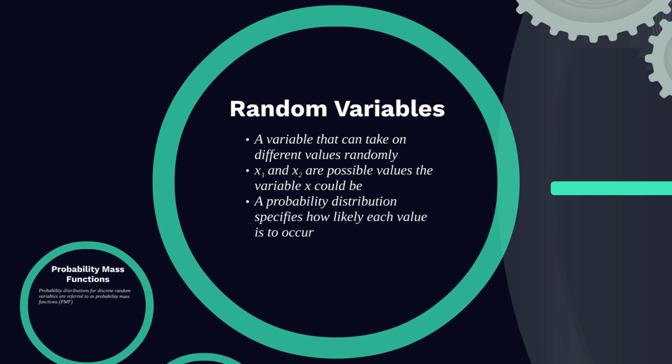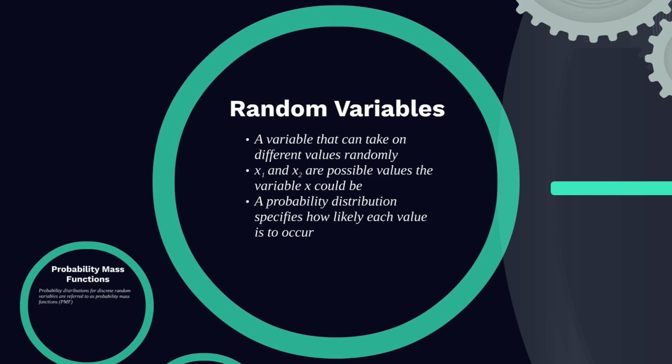Alright, so to start we have random variables, and a random variable is simply a variable that can take on different values randomly. That may seem repetitive, but it is just an appropriately named term here. x1 and x2 are possible values that the variable x could be. You're not restricted to just x1, x2. This is x1, x2, all the way to x of n, however many states that we have. You can have random value vectors or just random values that are individual.